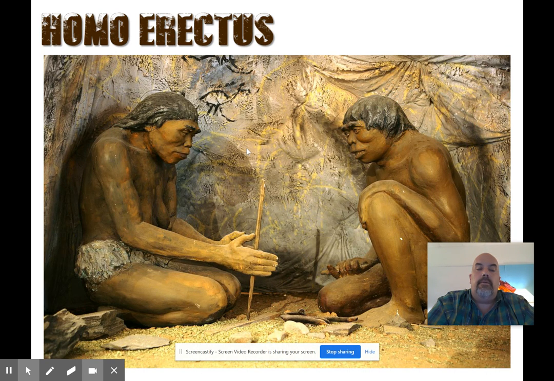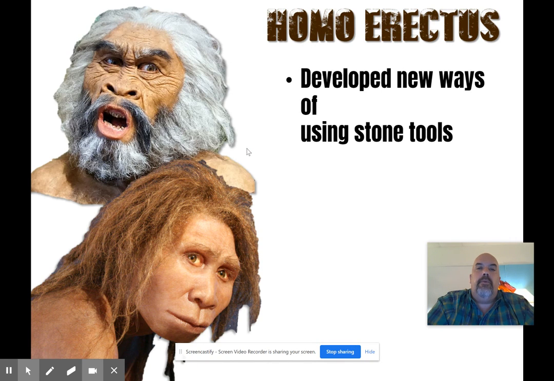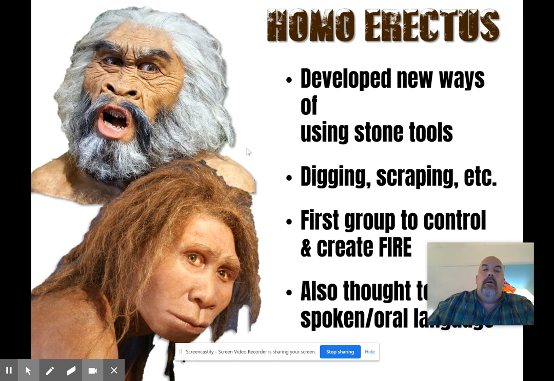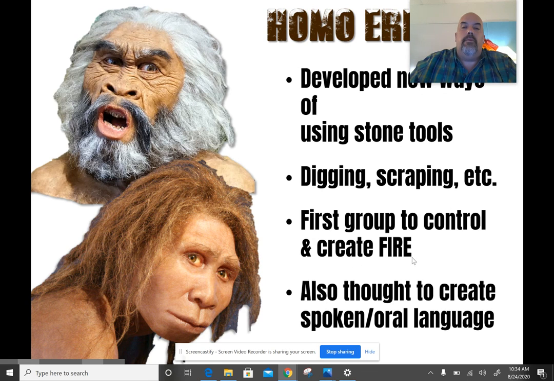If you look right here, they're able to start to develop fire, paintings, art, language, those type of things. Develop new ways of using stone tools, digging, scraping, etc. First group to control and create fire. Once they created fire, they're able to cook the meat, and that's what developed us into a stronger human, more advanced, or it developed our brain power bigger. Also thought to create spoken oral language, like I showed you in the previous picture, art, etc.